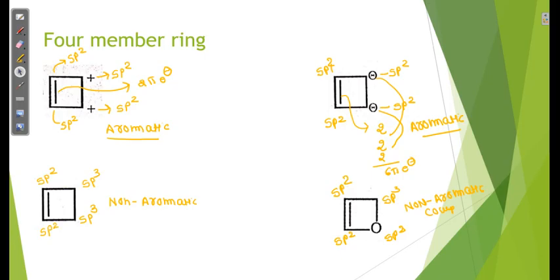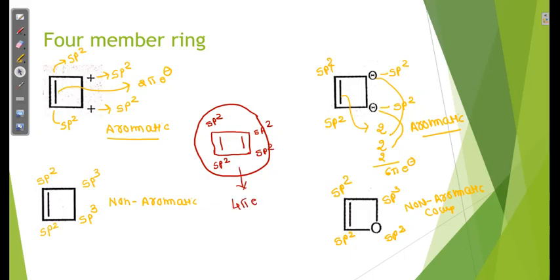We can also make so many examples. Here I have given some representative examples, but most are covered. If I want to draw one structure, I can also draw such a structure, and this is one of the best examples of a 4-member ring, which has sp2, sp2, sp2, this is also sp2, and it has 4 pi electrons. So this is an anti-aromatic compound.